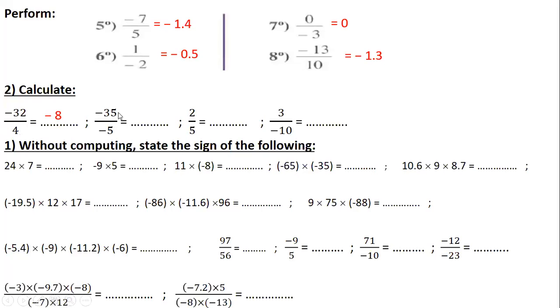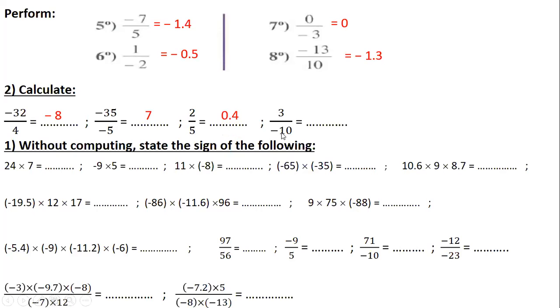Now, negative 35 over negative 5. Negative over negative is? Positive. 35 over 5. 7. So it is positive 7. Did you get it now? What about what I mean about fractions? Yes. Now, 2 over 5. What is the sign of 2? Positive. And 5? Positive. So positive over positive is? Positive. If I divide 2 over 5, I get 0.4.